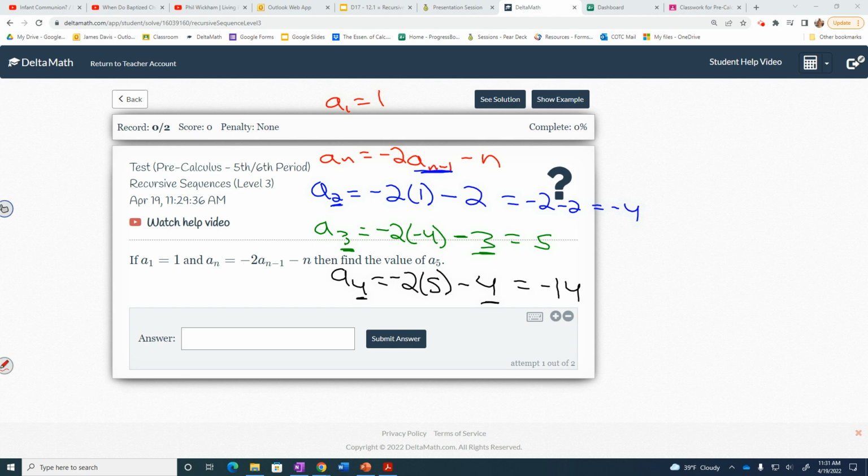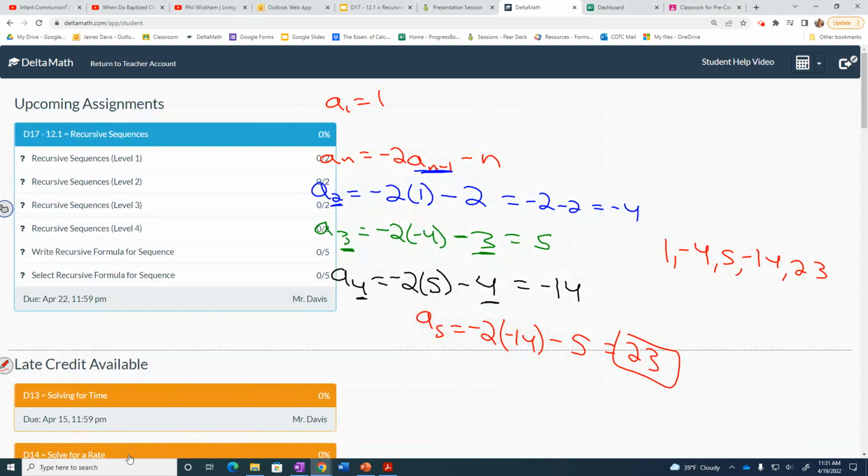And then it asks us to find a sub 5. So a sub 5 is negative 2 times the previous term, negative 14, minus 5, because 5 is n. So that's 28 minus 5, 23. So that would be it. And again, if we were to write this out as a sequence, it would be 1, negative 4, 5, negative 14, and 23 would be next. Just a different way of going about finding that.